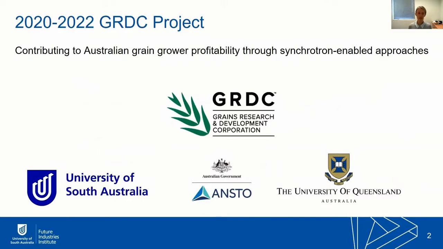So overall, the project aims to contribute to Australian grain profitability by using synchrotron approaches. And it's a partnership between the University of South Australia and the University of Queensland, and of course, the Australian Synchrotron, where we carry out most of our analyses.